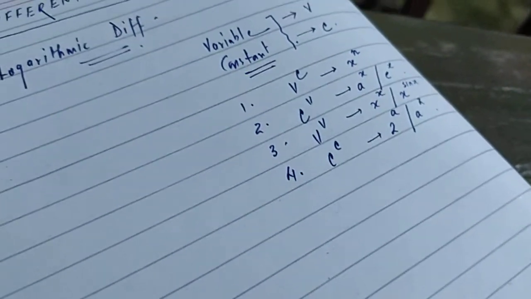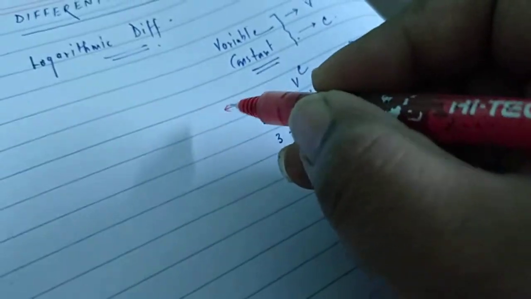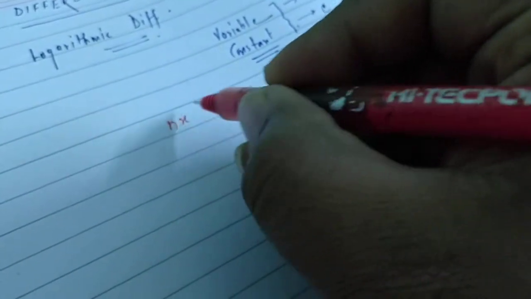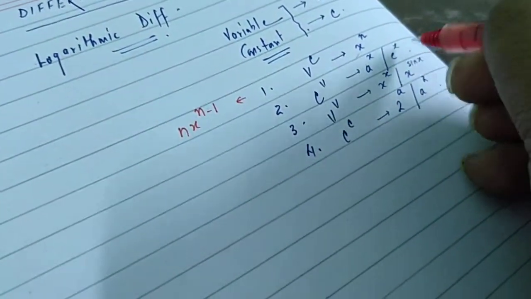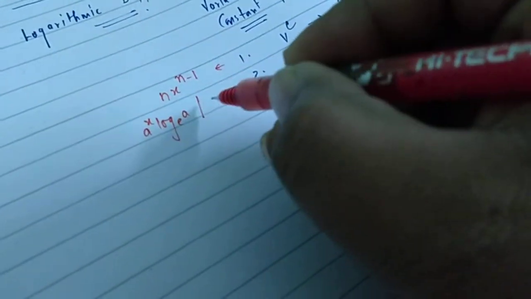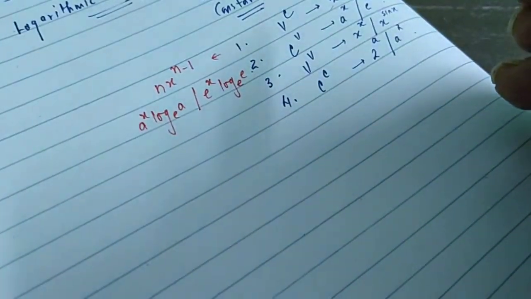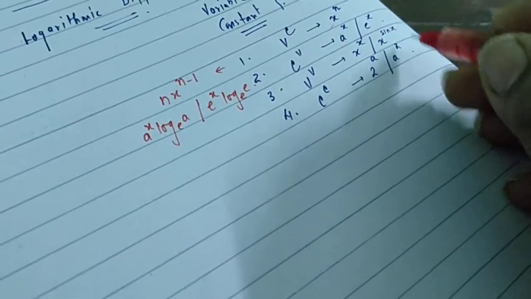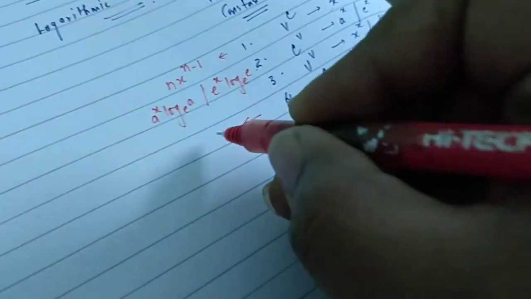Differentiation of the first one, that is, what is d/dx of x power n? It is, we already know, n x power n minus 1. What is d/dx of a power x or e power x? A power x is a power x log a base e, and e power x is e power x log e base e. What is d/dx of 2 power a or a power 2? We know d/dx of a constant is 0.